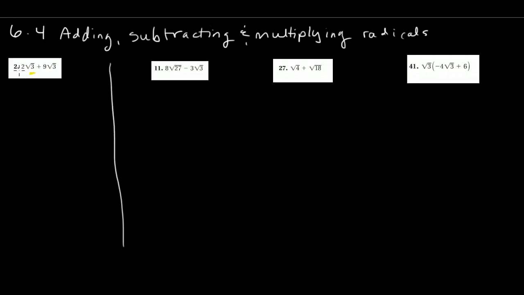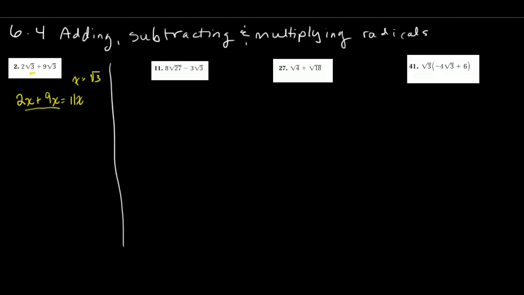So if I'm looking at this expression here, 2 radical 3 plus 9 radical 3, it's a lot like saying 2x plus 9x, and because I have like terms, I can just combine them together to be 11 and whatever x is. In this case, our x is radical 3.